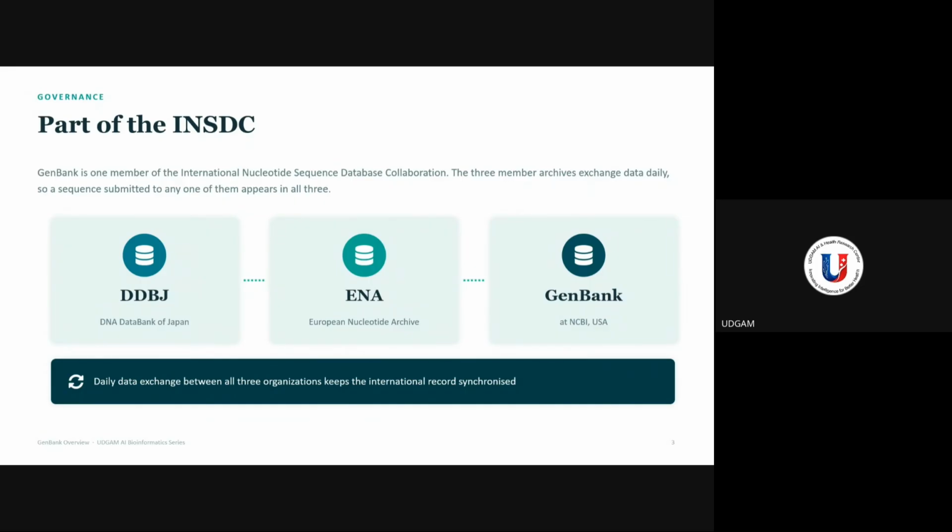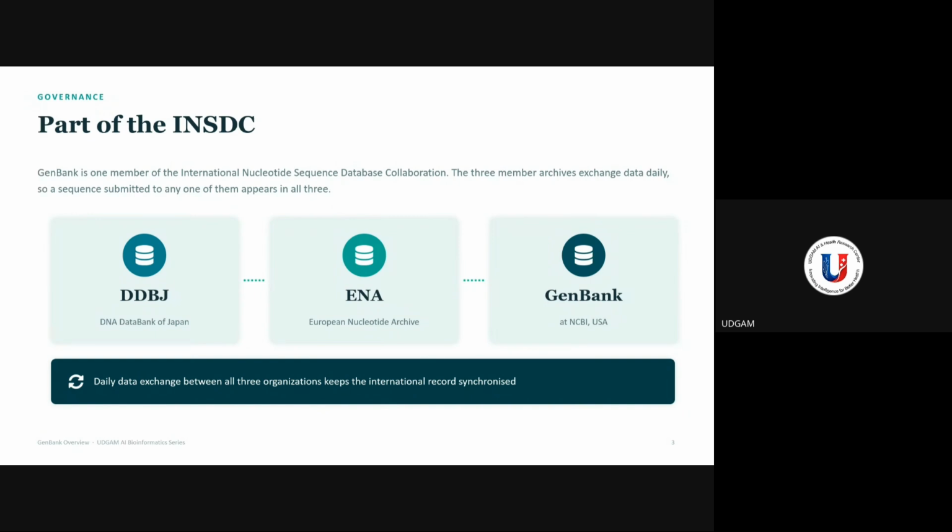These three databases exchange data on a daily basis. I want to be very precise about what that means in practice, because it is the single most useful operational fact about this conglomerate under the INSDC. Suppose you submit a raw sequence once. If you submit a sequence to ENA in Europe, that record is in GenBank within about a day.